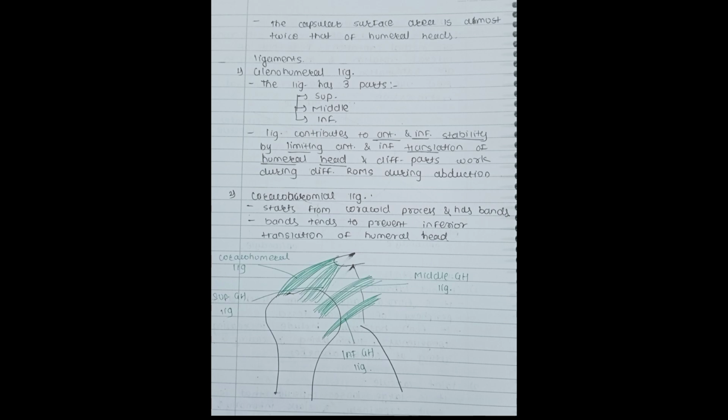Second is the coracoacromial ligament. It starts from the coracoid process and has three bands. The bands tend to prevent the superior translation of the humeral head. You'll see in the diagram the three bands of the glenohumeral ligament, and superiorly that is the coracoacromial ligament.